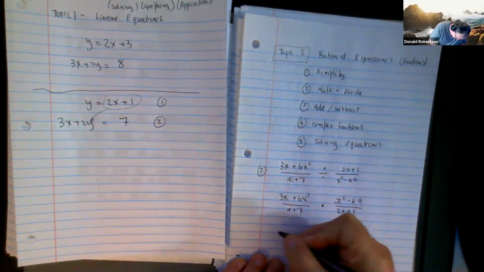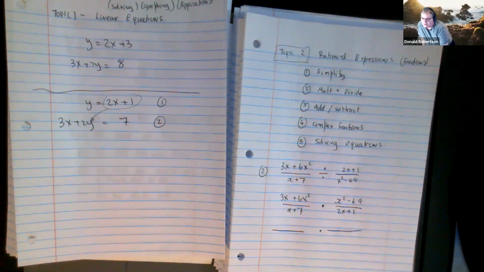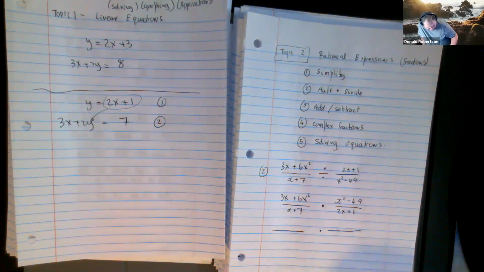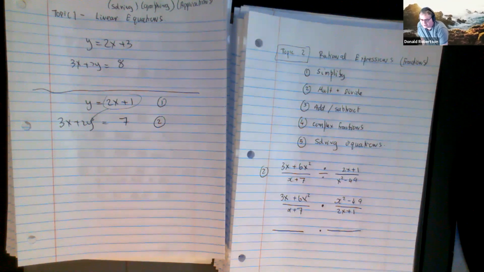Now, there's a different skill involved here. Now we have to remember all the different types of factoring that can happen. Right? So let's take 3x plus 6x squared. You want to factor 3x plus 6x squared.